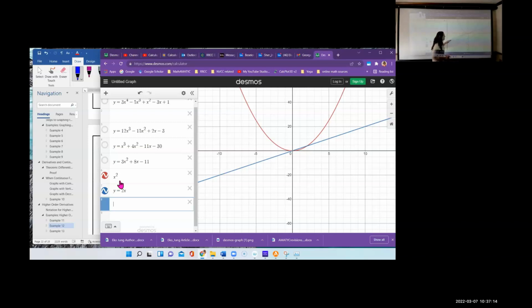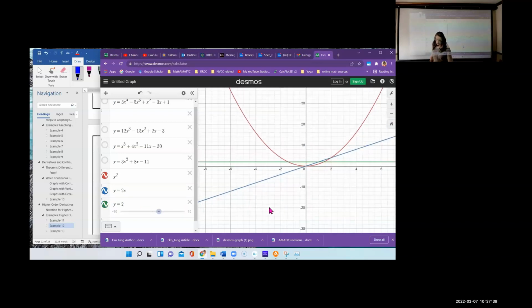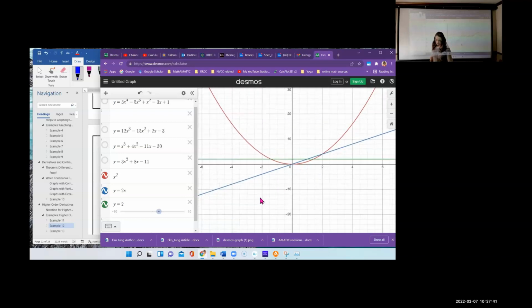Now, the derivative of the derivative is going to be a line, y equals 2. That's the derivative of the derivative. So this is the second derivative. So what is the slope of this line? It must be 2. All right. We can scroll in a little bit to make it a little clearer.